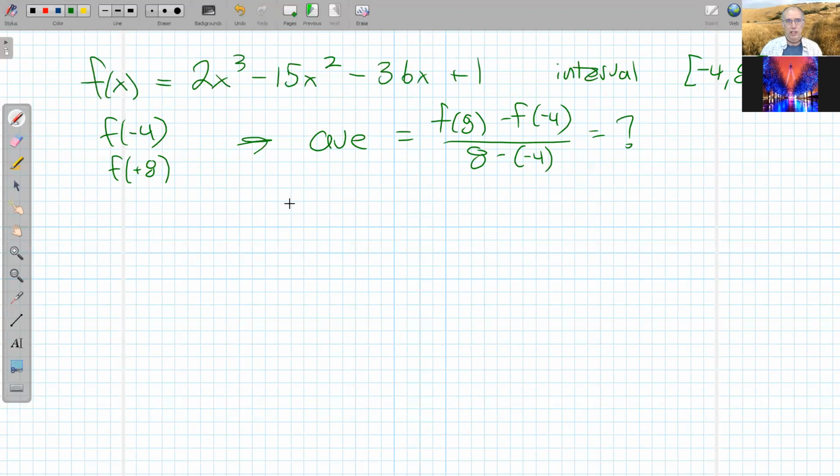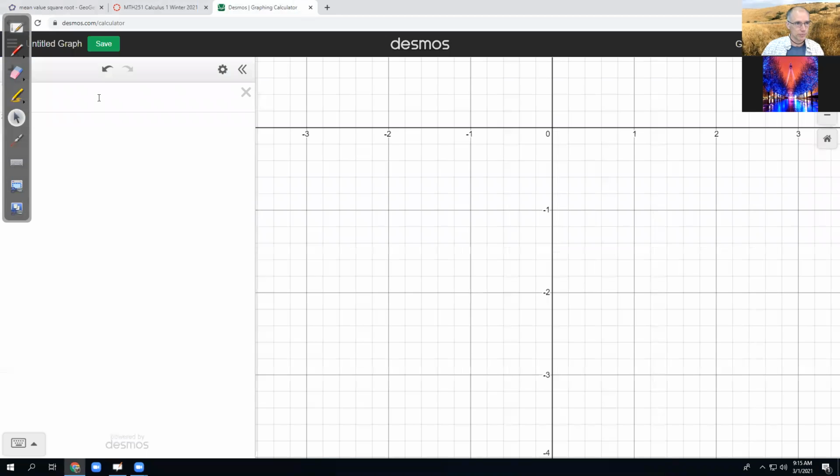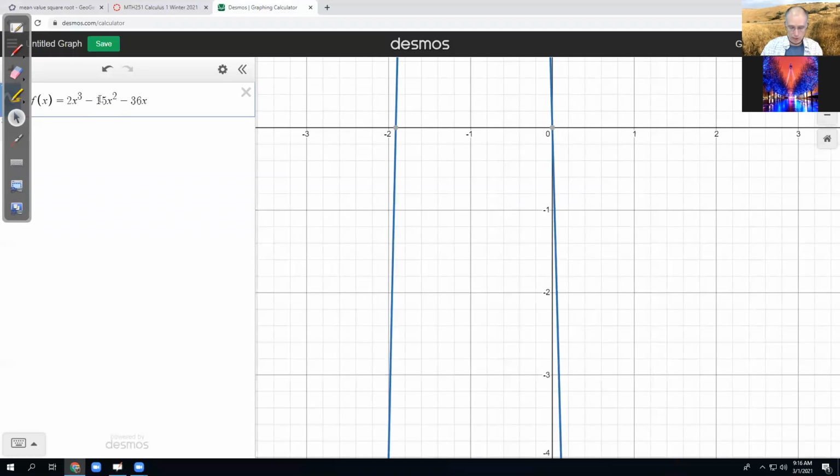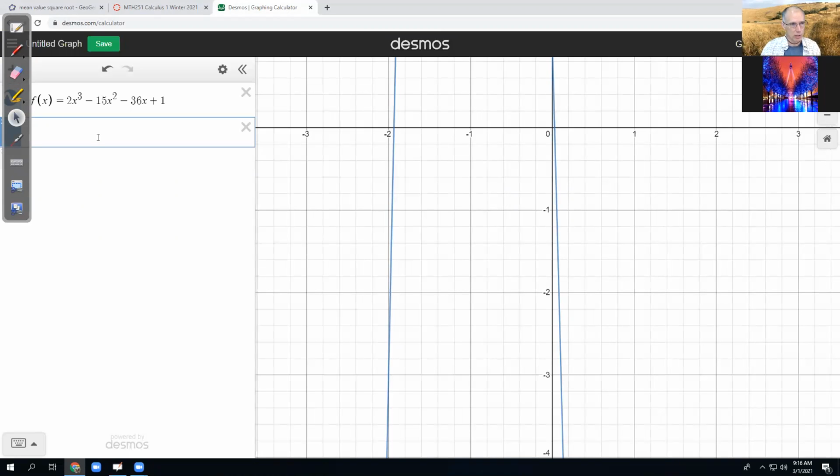So we want to know what that slope is, so then we can apply the tangent to it. Let's just plug this into a calculator. Let's switch over to Desmos. F of x is 2x cubed minus 15x squared minus 36x, sorry, plus 1. Okay, looks good. And then I can see it is swooping somehow through here, so I'm going to have to adjust my scale, aside from just zooming wildly with my wheel on my mouse or pinching on my tablet.